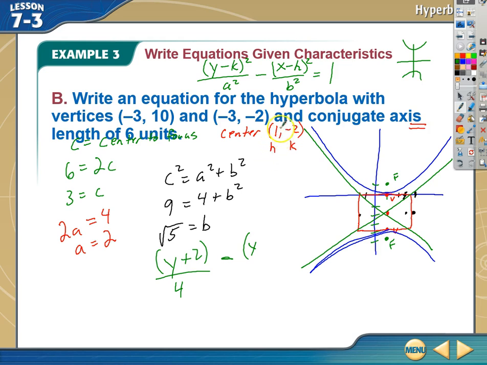Okay, my center minus an h is a 1. Oop, can't forget my squareds, all over b squared. Well, what's b squared? B was square root of 5. 5 is equal to 1. And that's my final answer. We got one more to go. Let's get ready to do it.